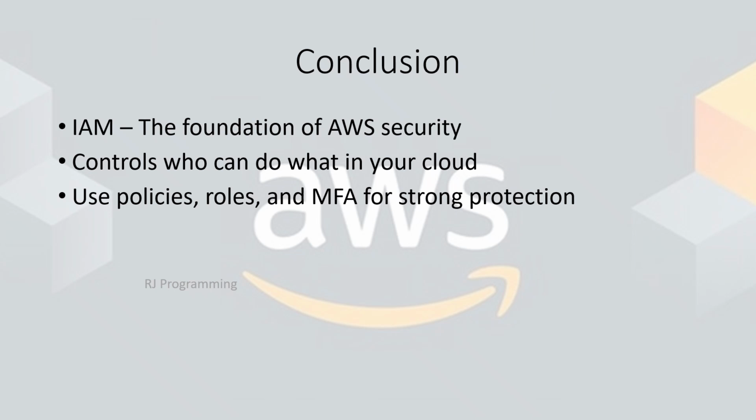And to conclude, IAM is a foundation of security in AWS. It ensures that the right people and applications have the right level of access and nothing more. By using policies, roles, and MFA, organizations can protect their AWS resources from unauthorized access and reduce security risks. If you are working with AWS, learning IAM well is one of the best steps you can take toward managing cloud security effectively.